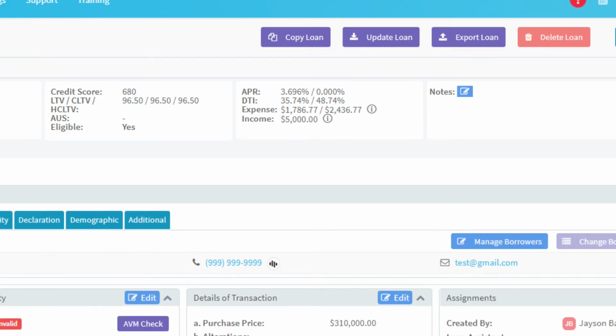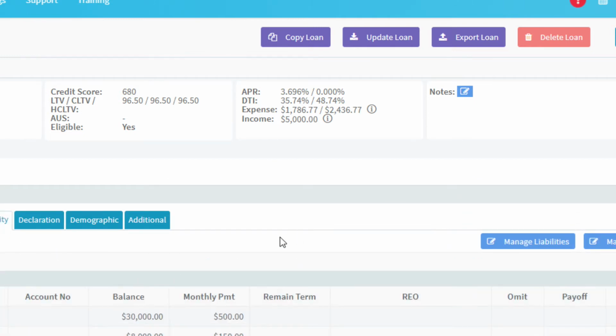Now, if we go back here and go into the liabilities, which I know you're not able to see, I will get to that right now.